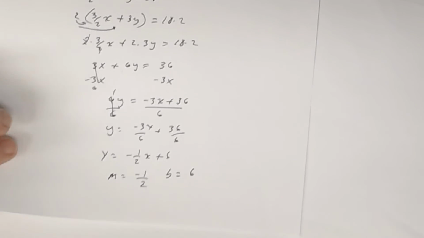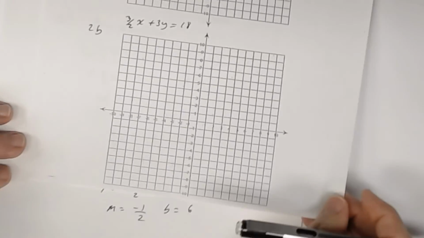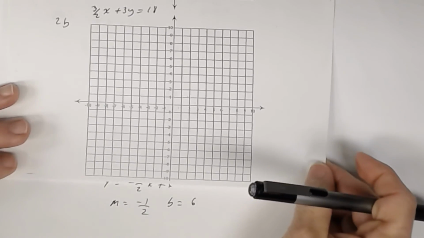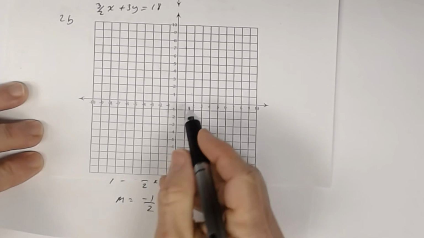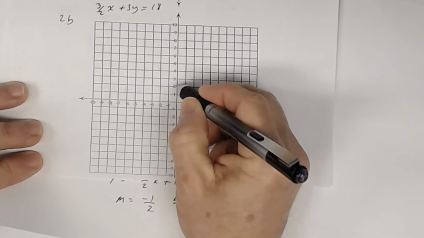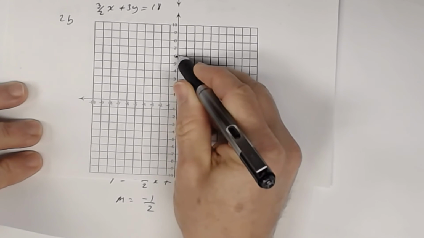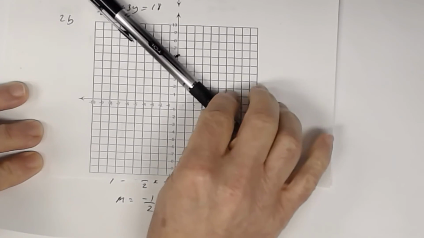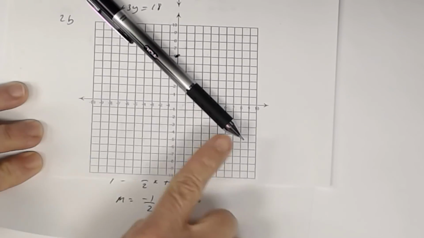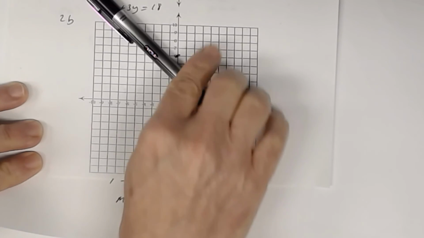So to graph it, remember the y-intercept is one of your points. So that's positive 6. 1, 2, 3, 4, 5, 6 right here. Now you see how the slope is negative? So when I apply the other point, the line better fall because the slope is negative.